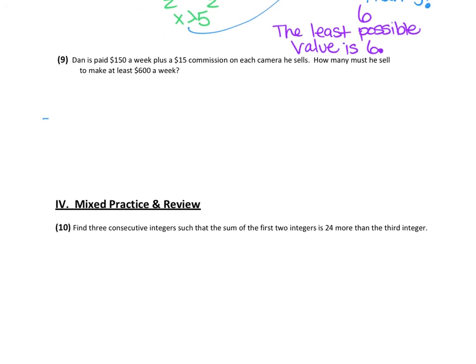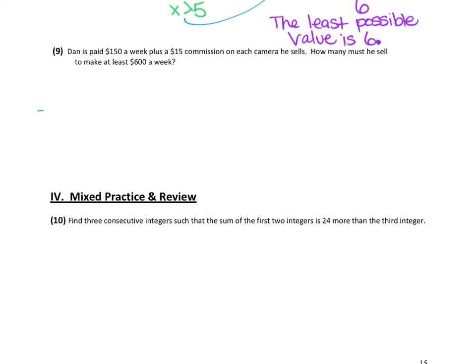Let's look at number 9. Dan is paid $150 a week plus a $15 commission on each camera he sells. So commission is just based on number of sales. So every time he sells a camera, he gets $15. How many cameras must he sell to make at least $600 per week? So this question, what are they asking you? They're asking you to figure out how many cameras he sells. So you're going to let X equal the cameras that Dan sells.